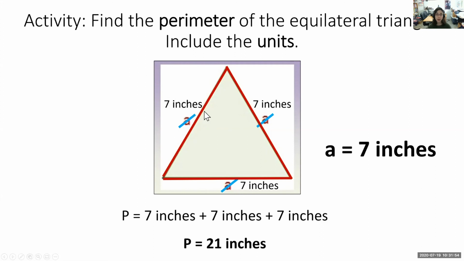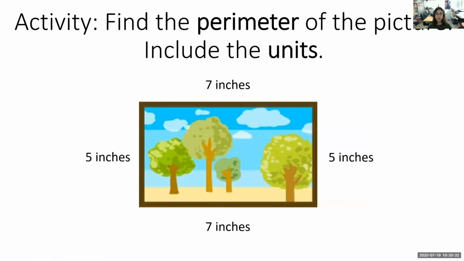So to find the perimeter, I have to add up all the sides. I'm going to do 7 inches plus 7 inches plus 7 inches, and that's what I have right here. Again, you could start with any of the sides. I could have started with this side, for example, and I'd still get the same answer. So P for perimeter equals 7 inches plus 7 inches plus 7 inches, which equals 21 inches. So the perimeter of this equilateral triangle, which means that all of its sides are equal, is 21 inches.